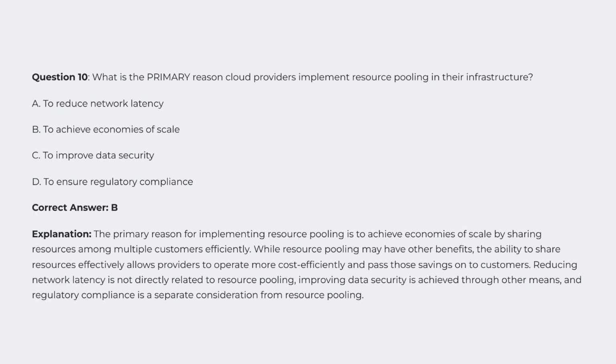Correct answer: B. Explanation. The primary reason for implementing resource pooling is to achieve economies of scale by sharing resources among multiple customers efficiently. While resource pooling may have other benefits, the ability to share resources effectively allows providers to operate more cost-efficiently and pass those savings on to customers. Reducing network latency is not directly related to resource pooling. Improving data security is achieved through other means, and regulatory compliance is a separate consideration from resource pooling.